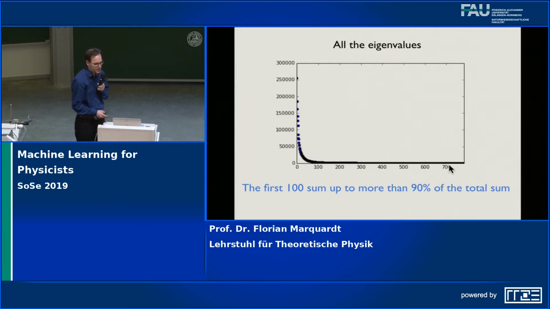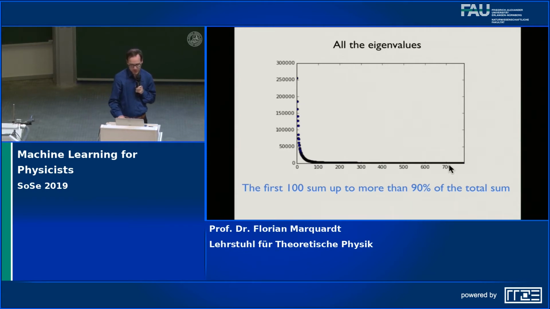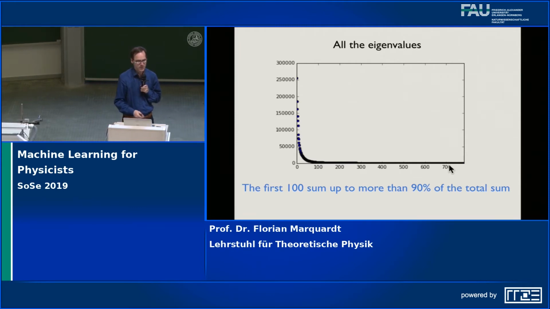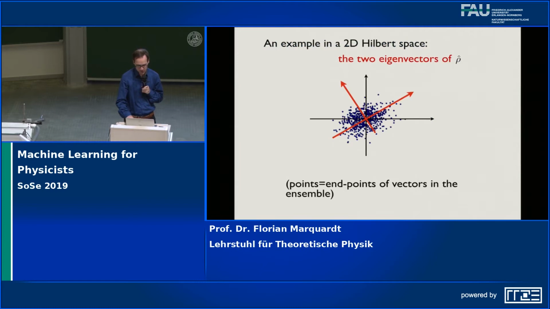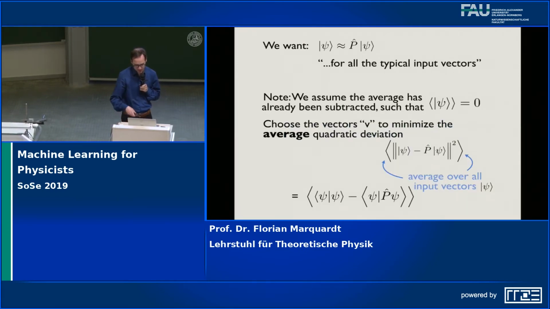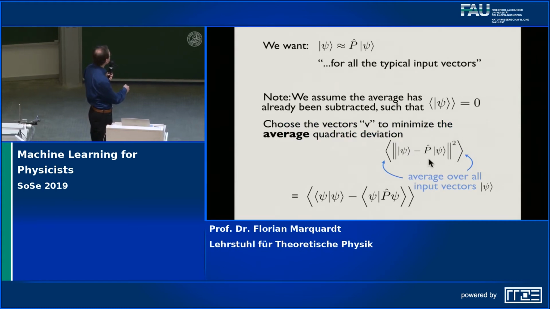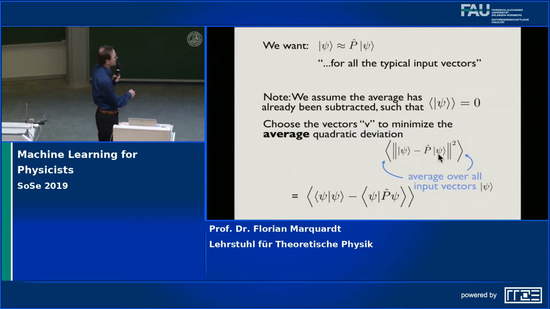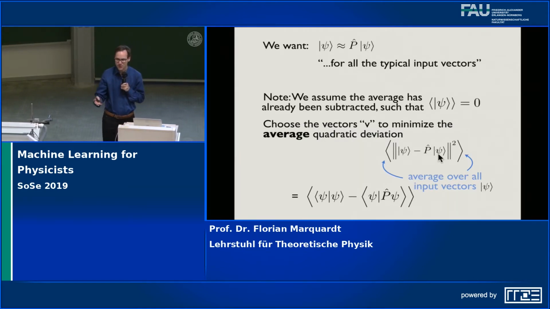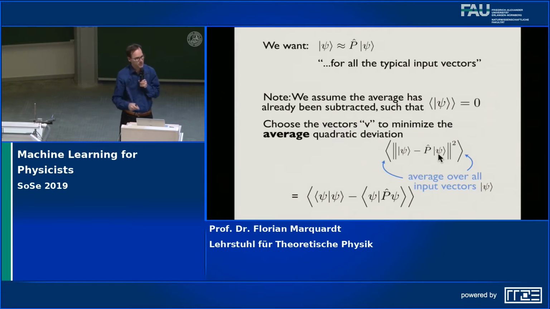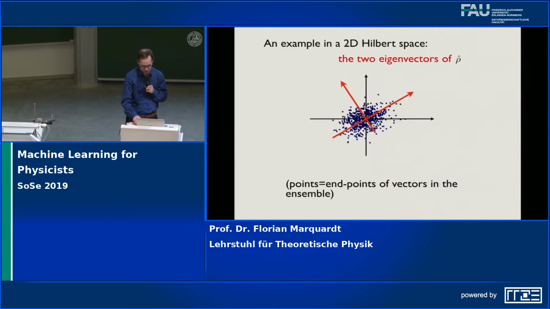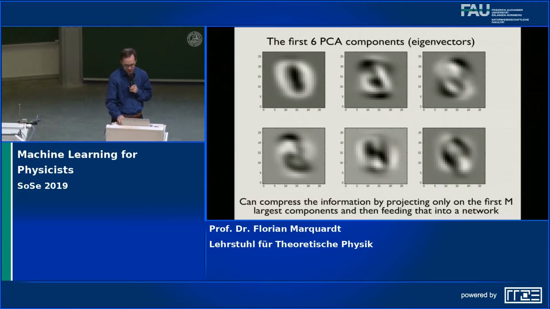Which just means that, for example, I say the first 100 sum up to more than 90% of the total sum. So what this means is, and maybe this would be a good homework, if you try to express some of the training examples as a linear superposition of these first 100, then the approximation will be very good. To make it very precise, this quadratic cost function, the deviation between the actual vector and the vector that has been projected down to these first few eigenvectors, averaged over all training examples, will be small. We chose them precisely for this purpose.